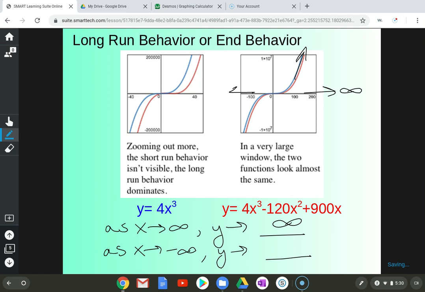And as x goes to negative infinity, we're looking to the left. What is the left end doing? It's pointing to negative infinity. So our right end behavior, the right side of our graph, if it's pointing up, is infinity. Our left end behavior, what's going on on the left side of our graph, is pointing down to negative infinity. And so this is another way to write our end behavior.